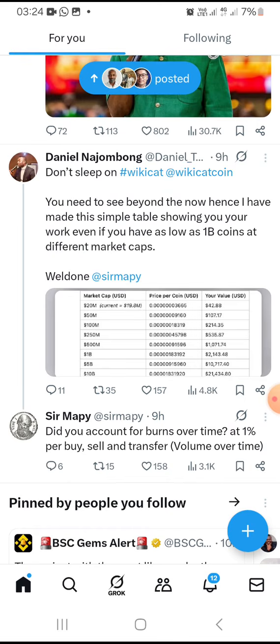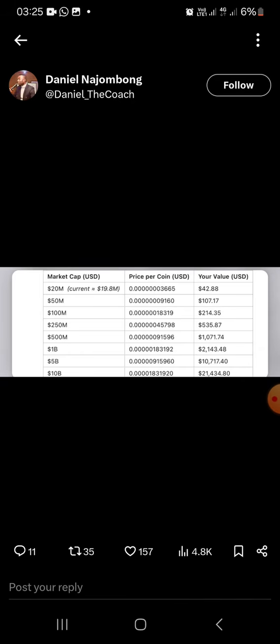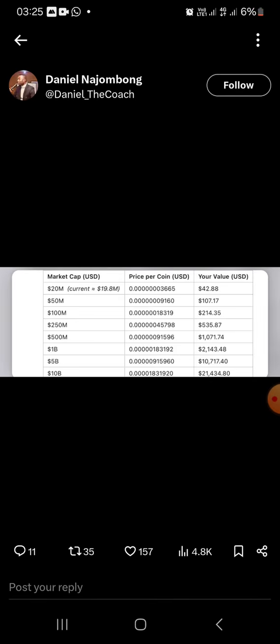Hence, I have made this simple table showing you your worth, even if you have as low as 1 billion tokens at different market caps. Well done, Samapi." So let's see the table he drew. It happened to be that Wikicat at $10 billion, the price of Wikicat will be 0.000018, and the value then will be $21,434. $21,000. Okay, let's check something.